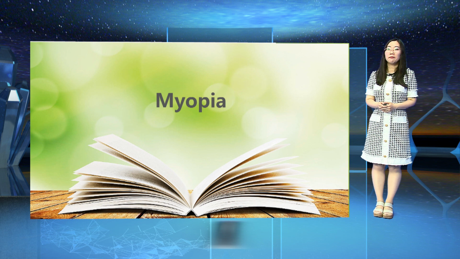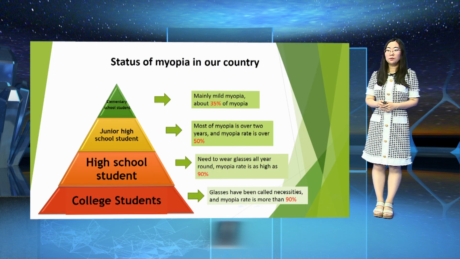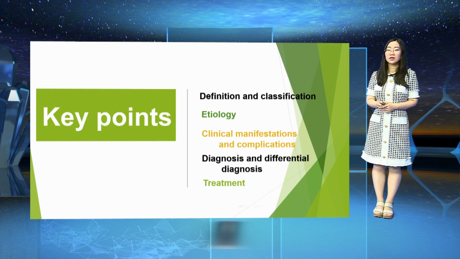In this class, we'll learn about myopia. Myopia is very common among young people and shows an increasing trend year by year, which has a serious impact on life, working, and learning. Glasses have been called a necessity, and the myopia rate is more than 90% among college students.